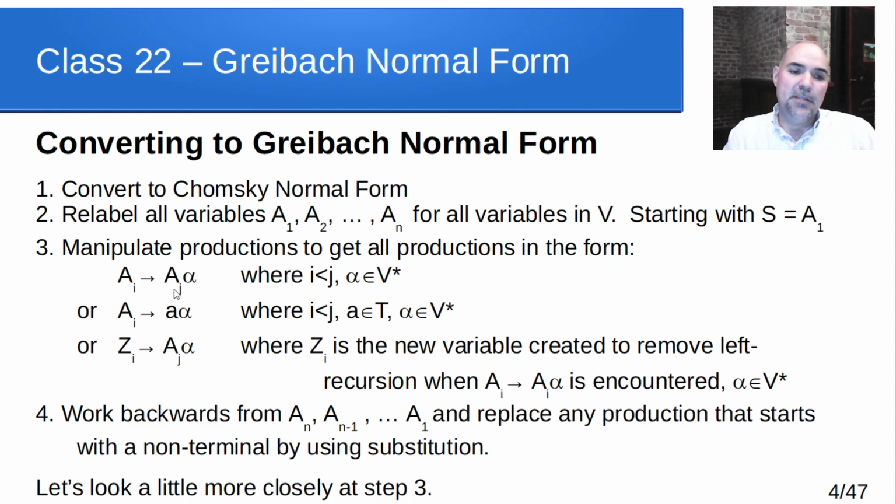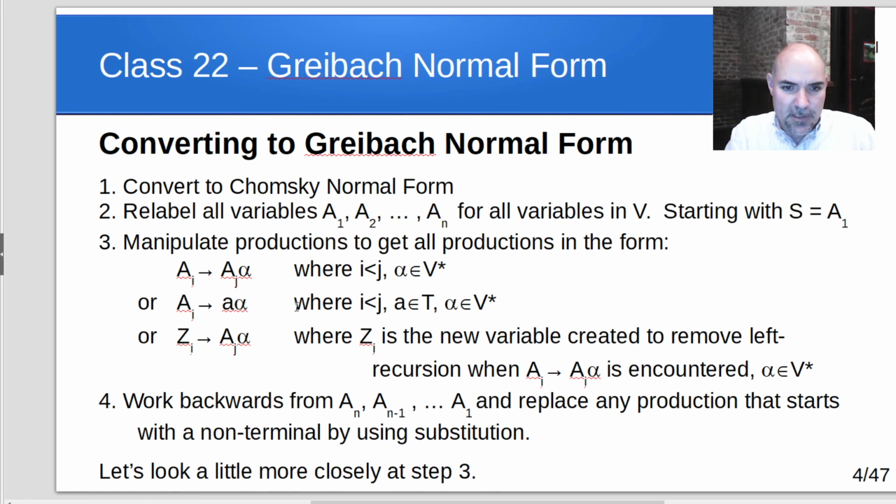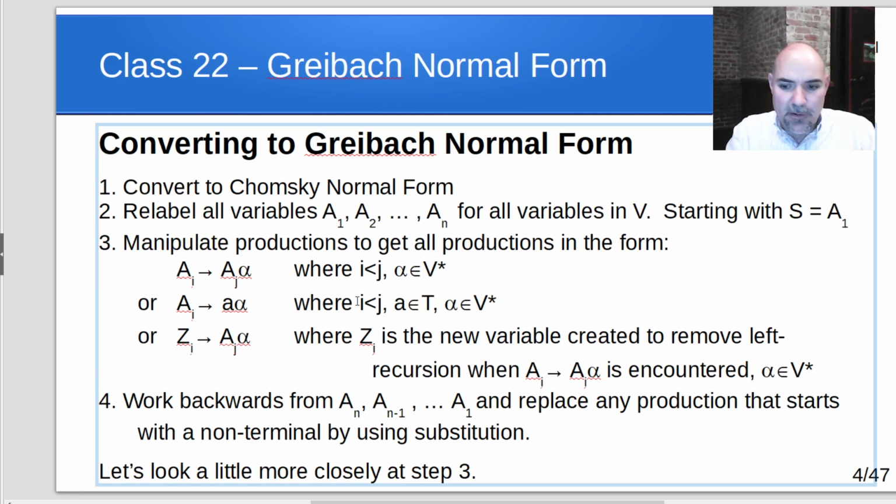The other possibility is A sub i produces a terminal followed by a string of 0 or more variables. And this has this i less than j. There's no j on the right-hand side here. I suppose we could get rid of that part if we wanted to. Let's go ahead and do that just so it's not confusing. We just want to get rid of this first clause since there is no j in that part.